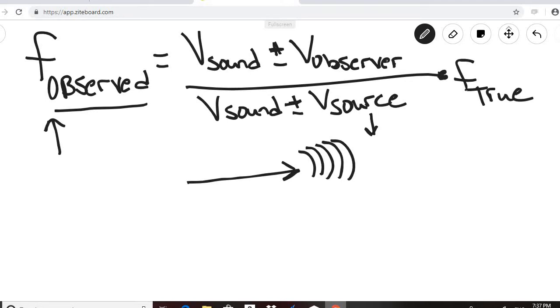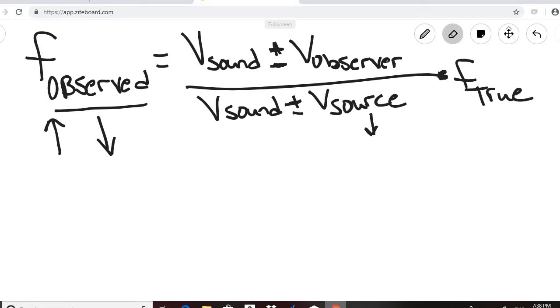If the observer were moving away from the sound, then we know that the pitch that you hear would be lower. In terms of this equation, how do you get a lower number? Well, you get a lower number by subtracting, by having a smaller number in your numerator, so then you would subtract the velocity of the observer. Okay, so that might be confusing, but let's do a problem to illustrate how that might happen.